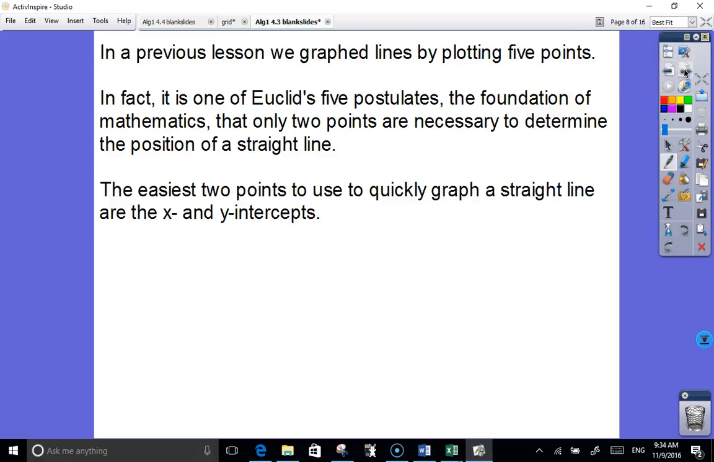Okay, so quiet please. So in the previous lesson, we were graphing lines by plotting 5 points. The fact is, we don't need 5 points to graph a straight line, right? How many points do you need to determine the position of a line? You only need 2 points, right?